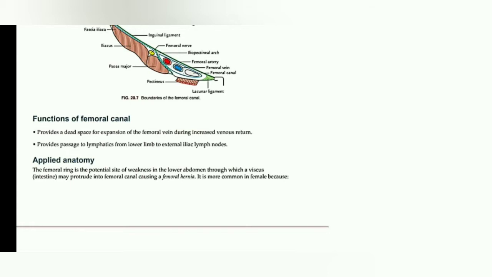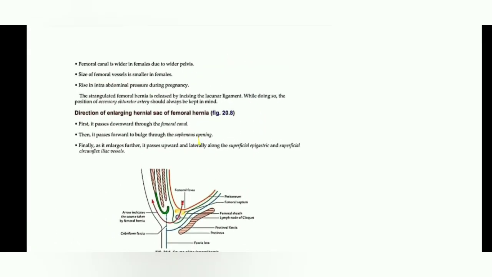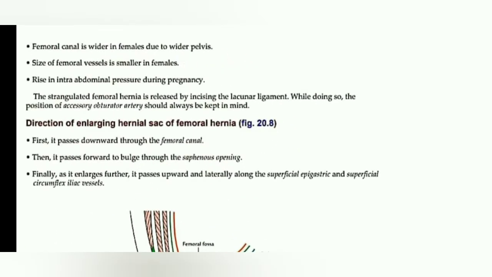It is more common in females because the femoral canal is wider in females due to a wider pelvis, the size of the femoral vessels is smaller in females, and there is a rise in intra-abdominal pressure during pregnancy. The strangulated femoral hernia is released by incising the lacunar ligament, and while doing so, the position of the accessory obturator artery should always be kept in mind.